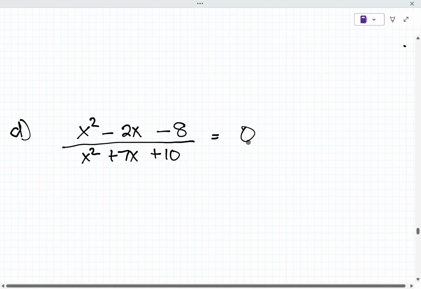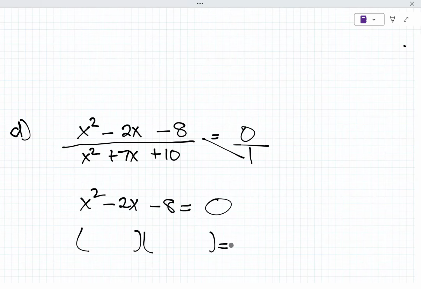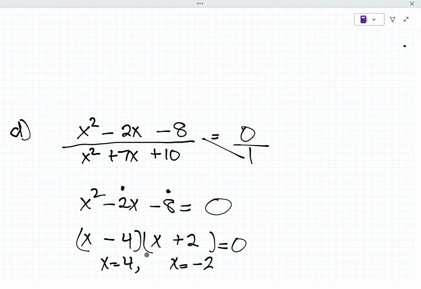Letter D. Two sides, so cross multiply. So 1 times x squared minus 2x minus 8 is basically itself. And then 0 times that is 0, and then factor this out. It's going to be x, x, and then what two numbers multiply to -8 and give you -2? It's 4 and 2, so -4, +2. You solve for it, you get +4 and -2. They both work.